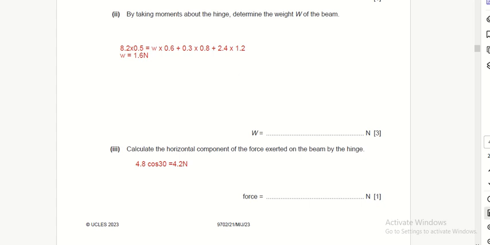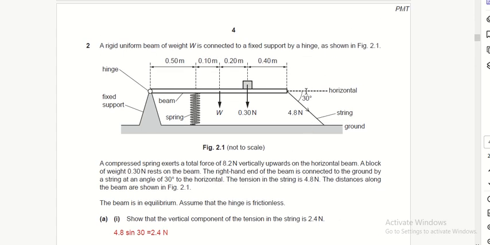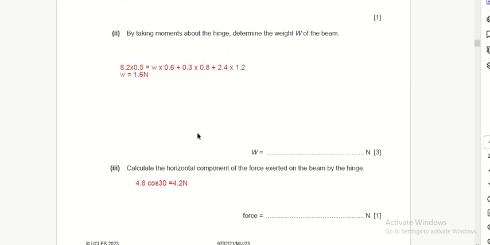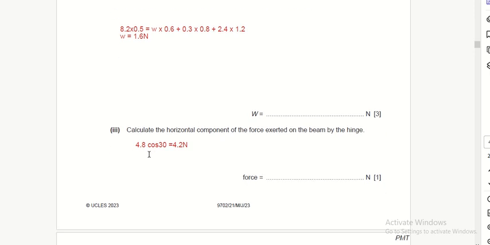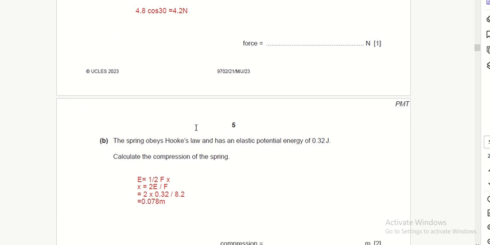Horizontal component of force exerted on the beam by the hinge. This horizontal component must equal the horizontal component of the tension, because we have the beam in equilibrium. So it is tension cosine 30.